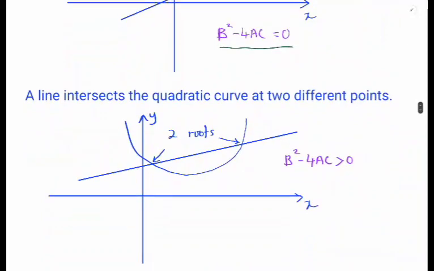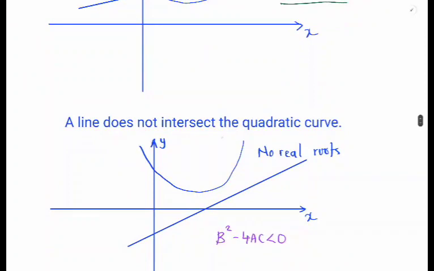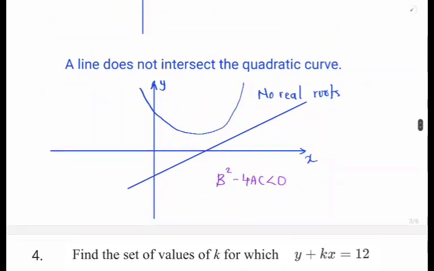Okay, the next one. A line intersects the quadratic curve at two different points. So you have one point here, you have another point here. That means two real roots. So b square minus 4ac bigger than 0. A line does not intersect the quadratic curve. See, in this case, this line does not intersect at all. So there is no real roots. So b square minus 4ac is smaller than 0.